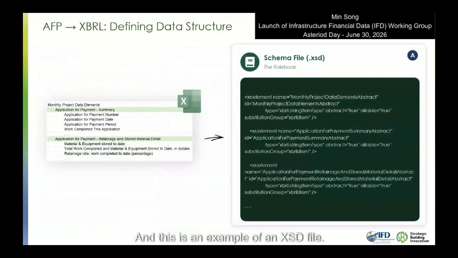And this is an example of an XSD file. Right now, we are working with a relatively simple data structure because this is a proof of concept to start off with. And this XSD file, like I said, is a rule book, something you can reference when you are creating an instance of application for payment.